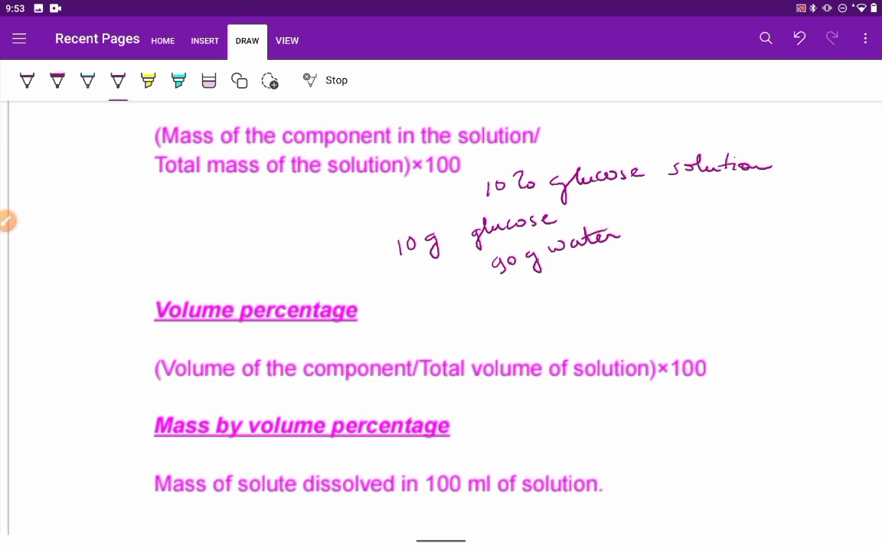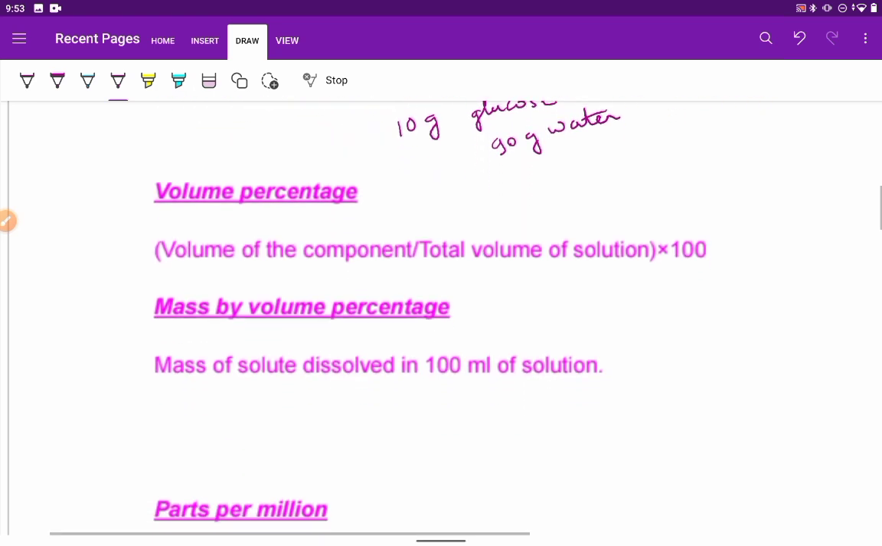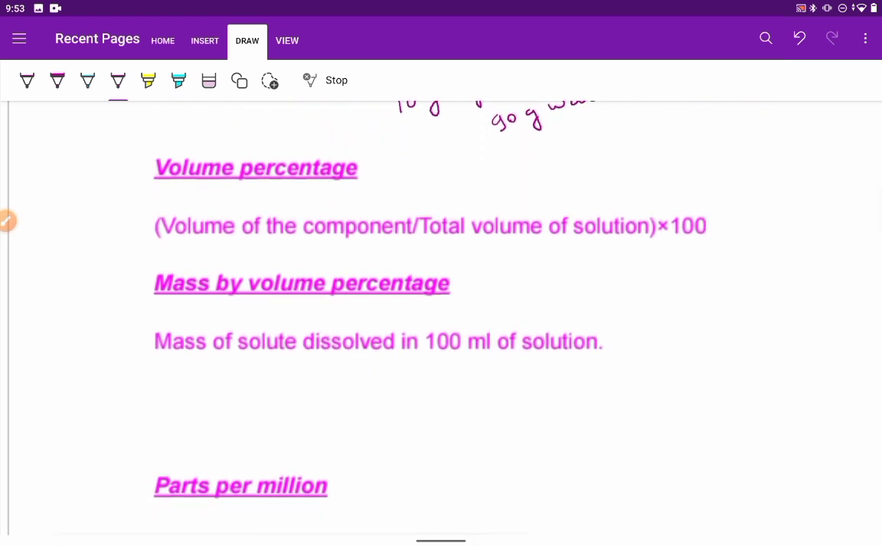Okay. Next is volume percentage of a component. Volume percentage of a component will be volume of the component divided by total volume of solution multiplied by 100. So if we say 10% ethanol solution in water, it will mean 10 ml of ethanol dissolved in water so that the total volume of the solution is 100 ml. So volume of the component by total volume of solution into 100.